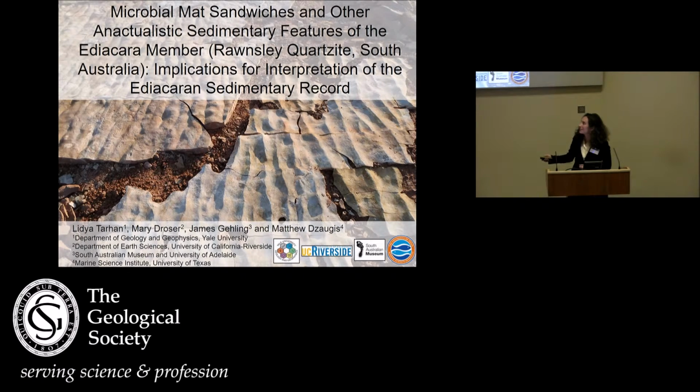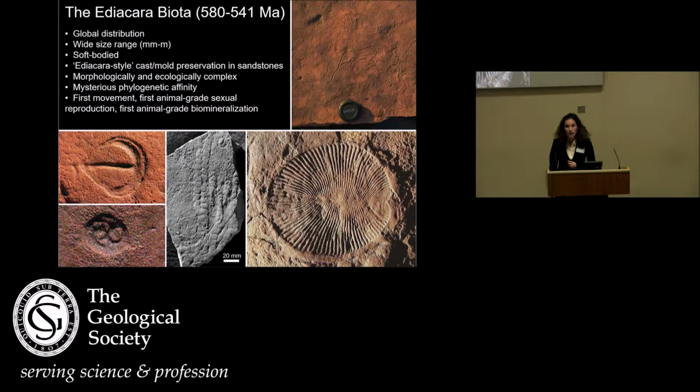Thanks for sticking around so long. So the Ediacara biota is Earth's earliest fossil record of communities of complex, macroscopic, multicellular organisms. And Ediacara biota fossil assemblages occur around the world in rocks of terminal Neoproterozoic age, so from about 580 to 540 million years ago. And these organisms were, almost without exception, entirely soft-bodied, which makes their fossilization, and especially their Ediacara-style preservation as casts and molds, as three-dimensional impressions in sandstones, particularly enigmatic.